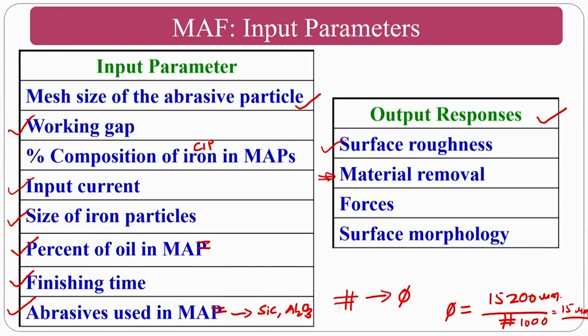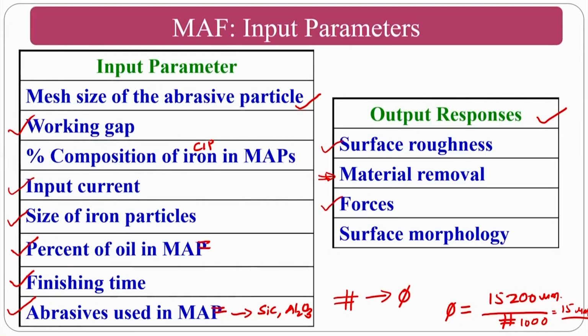We may not bother much about how much material is removed from this particular surface, because our primary concern is surface roughness. The forces, as we have the dynamometers where the strain gauges are fixed, will give the forces and other things. If the forces are very high, the indentation will be very high. That means the surface roughness you may get is not up to the mark.